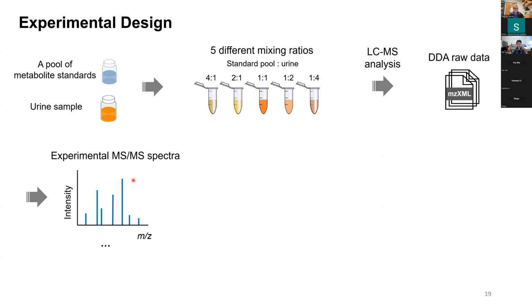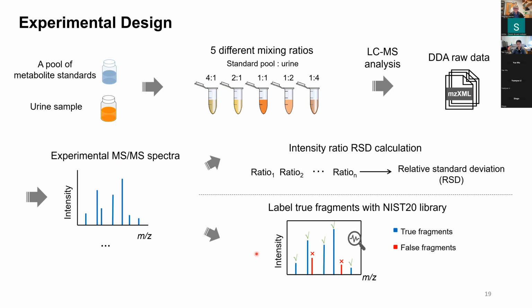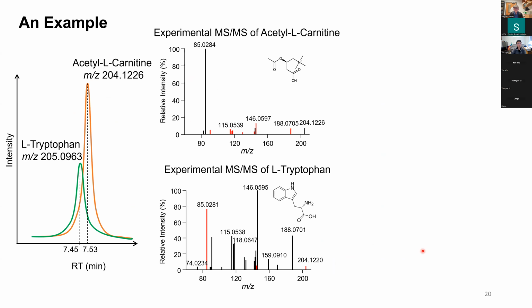And then we collect mass spec data. From there, we have the experimental mass spectra. Then we calculate the intensity ratios. On the other side, we can manually label whether a peak is a true fragment or false by comparing against the NIST 20 high-quality mass spectra database. So here's an example. We have two compounds, right?